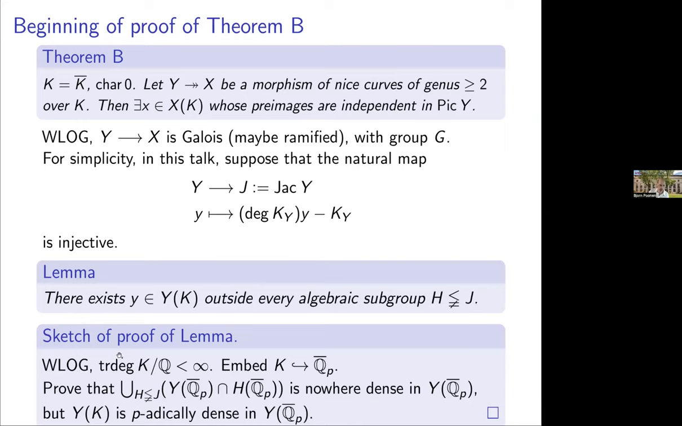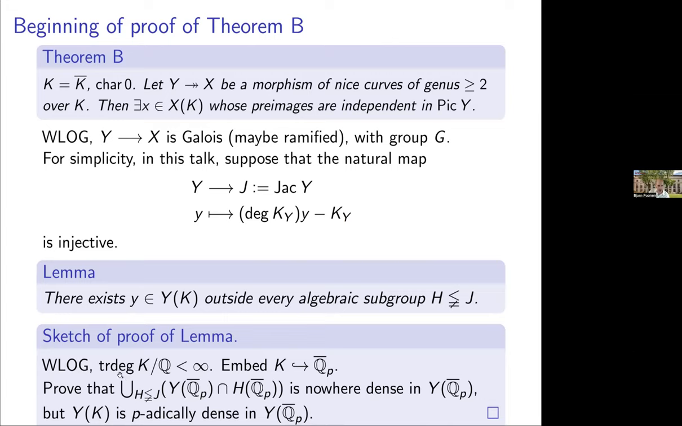Well, okay, so here's a sketch of the proof of this lemma. This would be easier if I were over the complex numbers, because then I could just say that all these H's are of lower dimension, so each H intersects Y in finitely many points, and then take the union, and the set of bad y is just a countable set. And so over the complex numbers, it would be easy to find such a y. But over Q bar, you have to do a little bit more work.